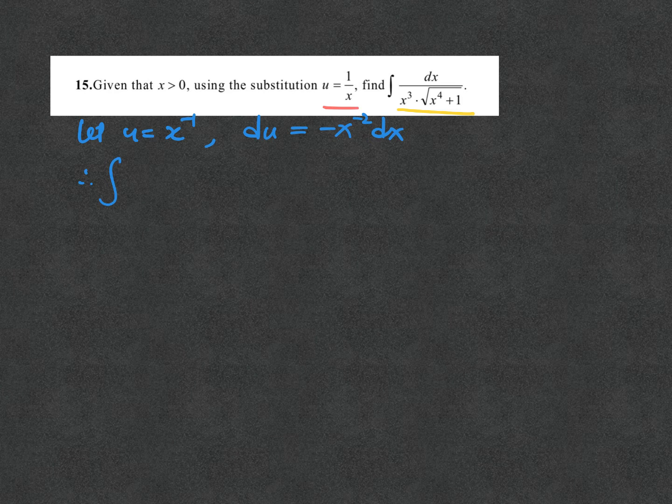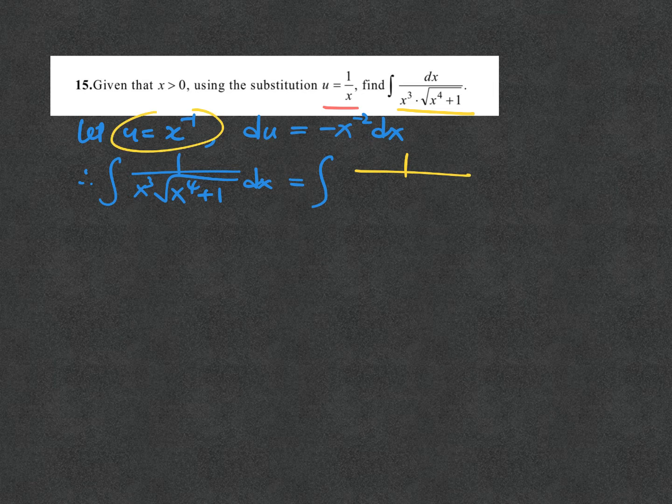As a result, the question now turns from 1 over x cubed, square root of x to the power 4 plus 1 dx, it now turns to 1 over. So for u is x to the power minus 1, that means u is 1 over x, according to the instruction, or in other words, x will be 1 over u. So as a result, our x cubed turns to 1 over u cubed here. Similarly, x to the power 4 turns to 1 over u to the power 4 plus 1.